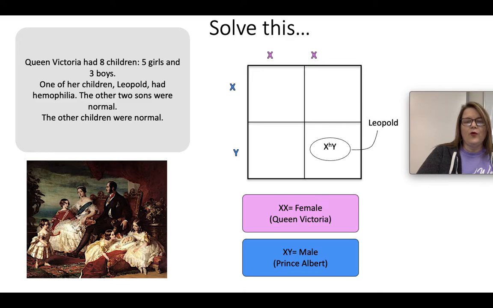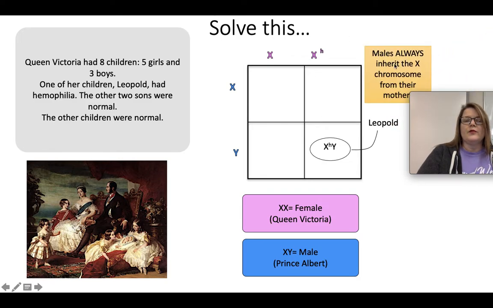That is Leopold. We know that he has the disorder, and so nowadays we know that means he is X lowercase h Y, h for hemophilia, so X lowercase h Y. So we know that she must have been a carrier because otherwise her son wouldn't have gotten it. So males always inherit the X chromosome from their mother, because if they inherit an X from their dad, then they're not a boy, they're a girl. So they always have to inherit the X from their mother.